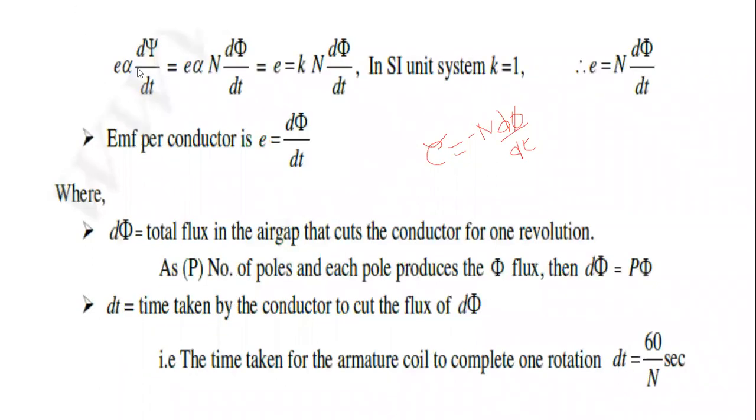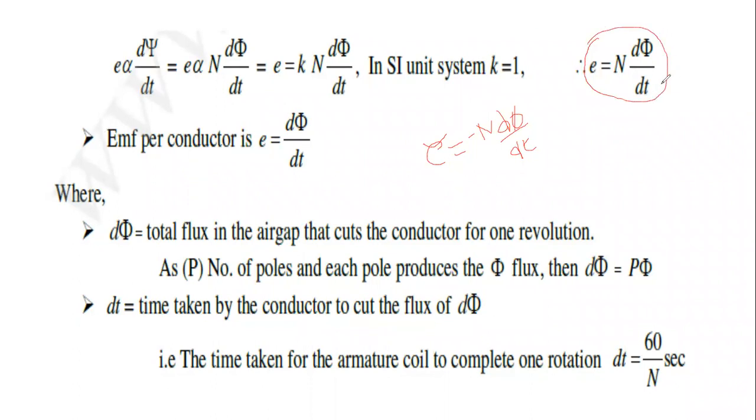First, what is the EMF equation? E is proportional to N d phi by dt, so E is equal to K N d phi by dt, where K is the proportionality constant, which is equal to 1. Therefore E is equal to N d phi by dt. This is Faraday's second law.